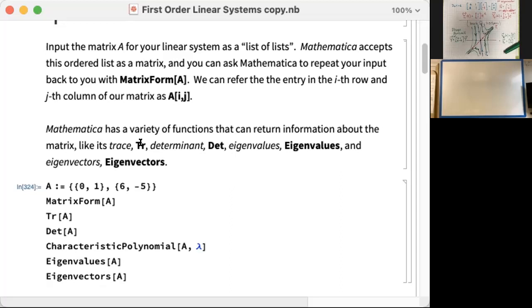So here's how I enter a matrix in Mathematica. I call it a list of lists. So 0, 1, 6, minus 5. Here the first list is the top row. Second list is the second row. Then I can show you that matrix by using the command MatrixForm. Otherwise, Mathematica doesn't care. It's just a list of lists. If you ask it to show you the matrix, it'll show you the list of lists.